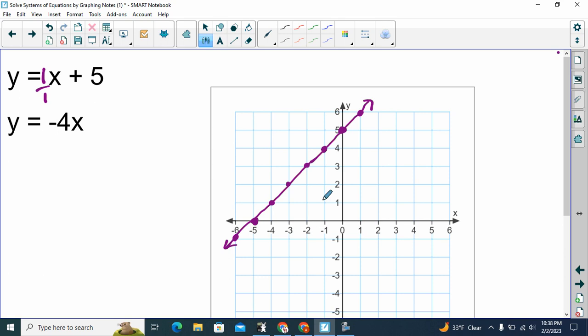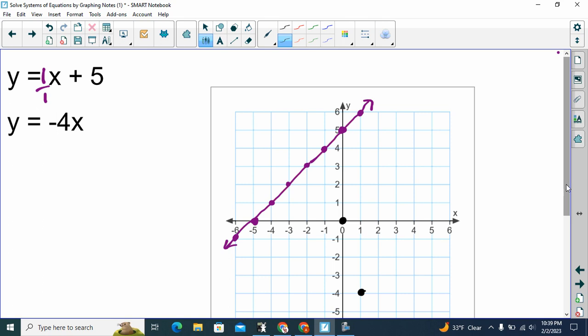And now we can graph our second line. Second line, y equals negative 4x. Y equals mx plus b. I don't have any plus b on there. That's the same thing as plus 0. Y-intercept is 0. Slope is negative 4. So we're going to go down 4 over 1.